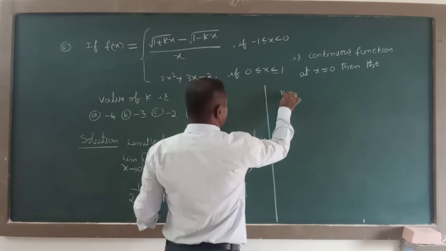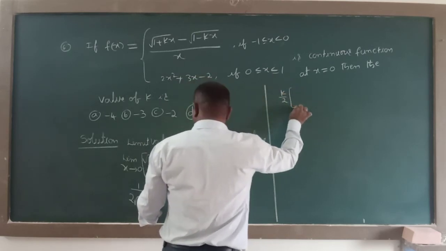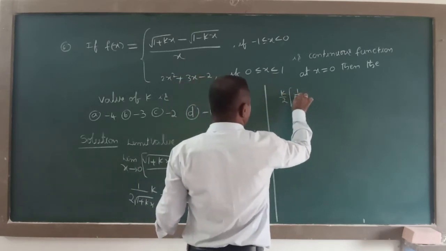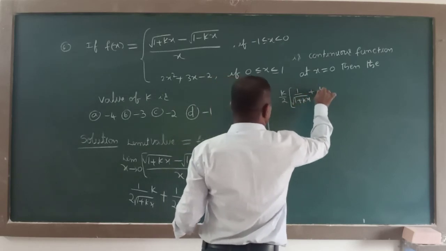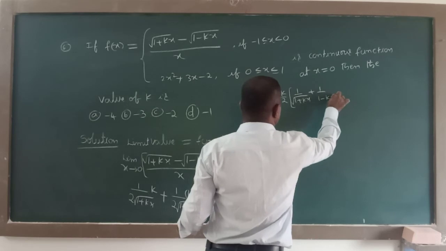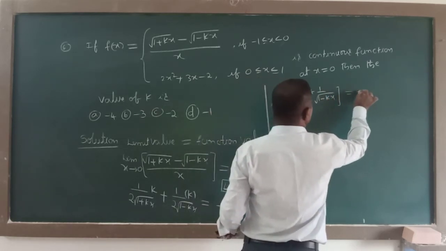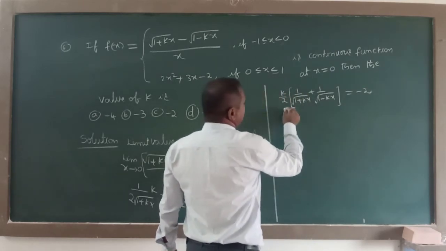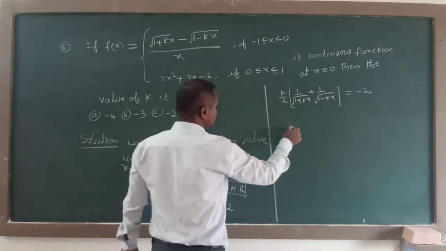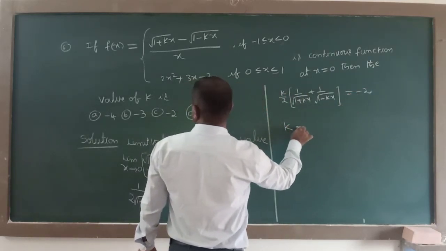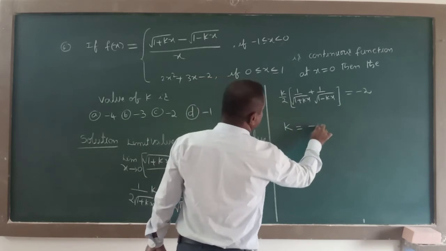Take k by 2 outside, then we get 1 by square root of 1 plus kx plus 1 by square root of 1 minus kx is equal to minus 2. Take it across: k is equal to 2 into minus 2, that is minus 4.